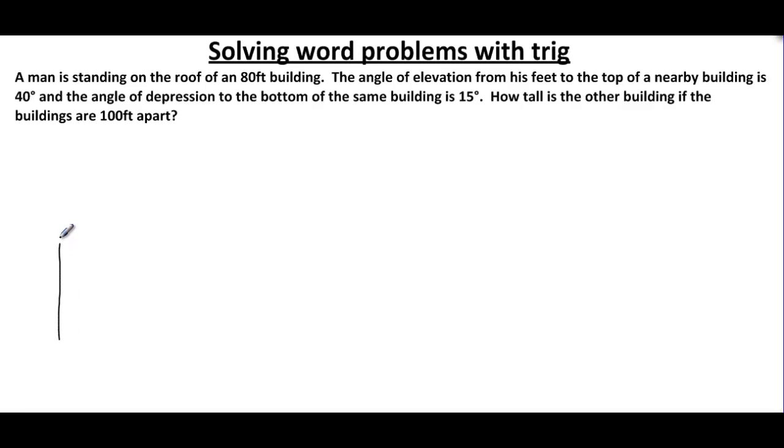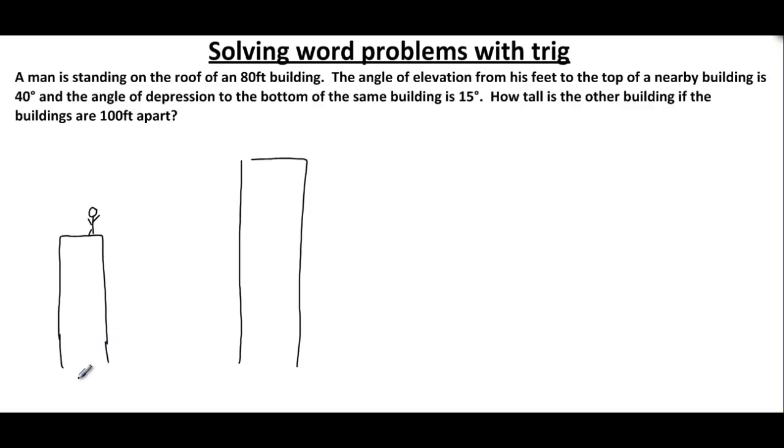So we have one building, and a guy is standing on top. So there's our little guy. And he's looking at another building, but because he has angle of elevation and depression, I know the other building must be larger. So I'm going to draw another building a little bit higher. Okay, and let's draw the ground. And we're going to assume they're perpendicular, nicely constructed.